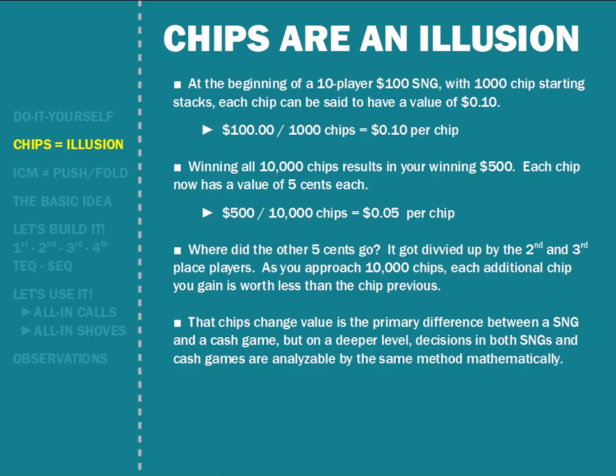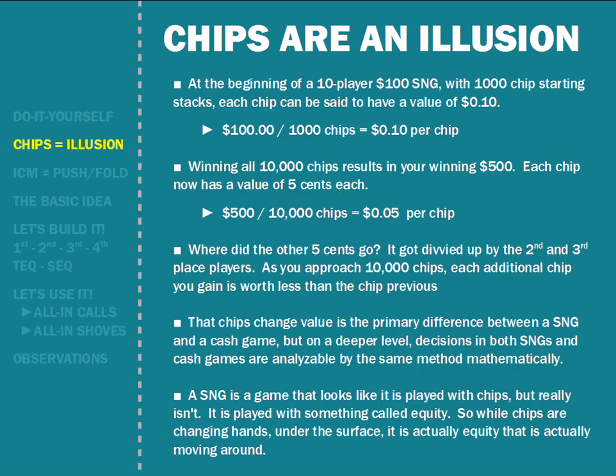Now, the fact that chips change value really is the primary difference between a sit and go and a cash game, and it's a big difference. But on a deeper level, decisions in both sit and goes and cash games are analyzable by the same math, really. I'll get more into that if that doesn't sound correct to you.